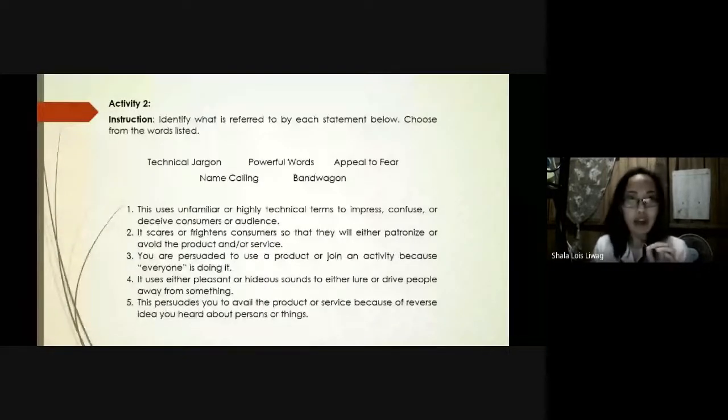The correct answers are for number 1, technical jargon. For number 2, appeal to fear. For number 3, bandwagon. For number 4, powerful words. For number 5, name calling. Once you have finished checking your paper, please submit it for recording of score. Good work, everyone. Let us now proceed to the next activity.